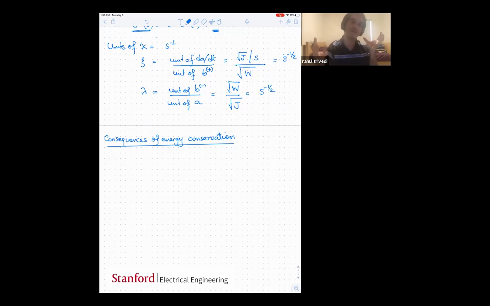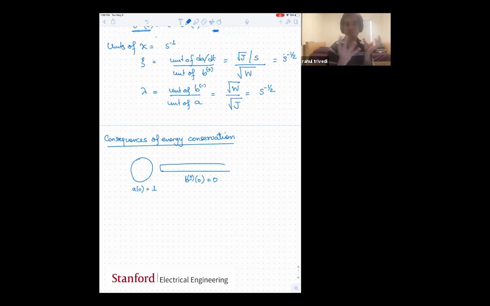Let me solve a very simple problem. Let us start with 1 joule of energy inside the cavity, and at t equal to 0, there are no fields inside the waveguide. It doesn't really matter how, I give 1 joule of energy to the cavity, and I don't excite the waveguide at all.